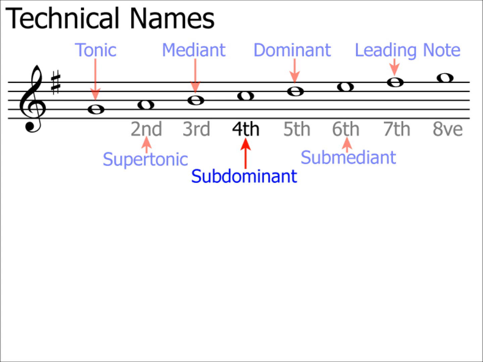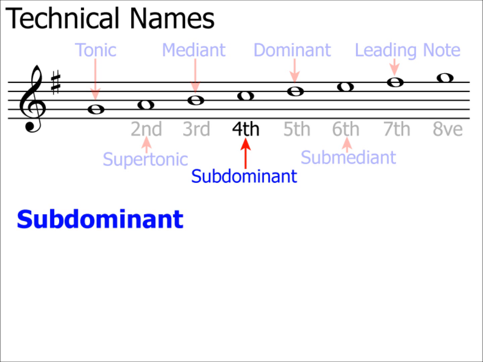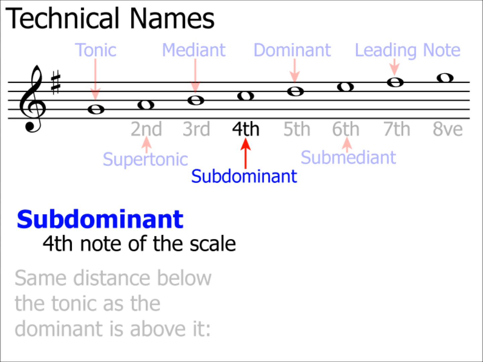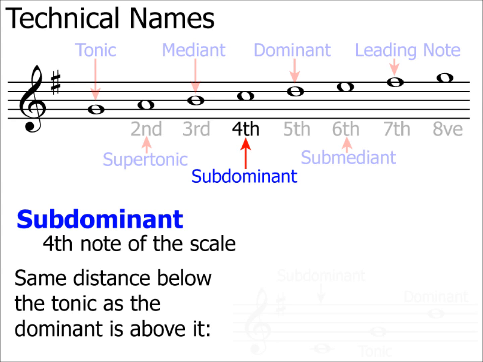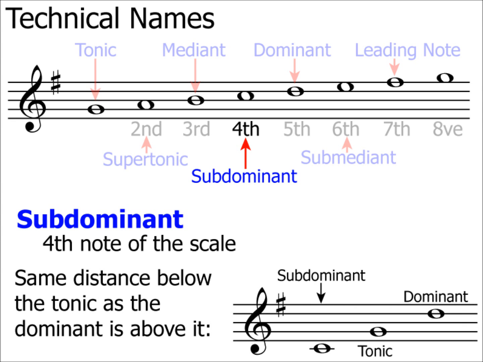The fourth note of any major or minor scale is called the subdominant, and is often thought to be so called because it is subordinate or lower than the dominant. Now, if this helps you to remember the technical name, that's fine, but it isn't the real reason why this note is called subdominant. The real reason is because it is the same distance, a fifth, below the tonic as the dominant is above it.